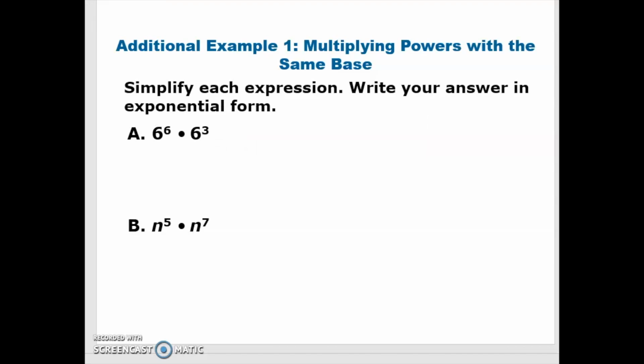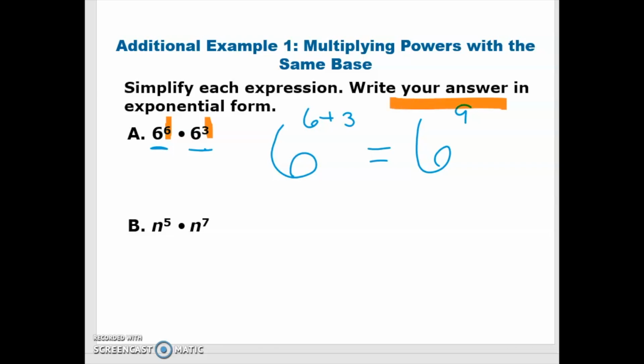So here we have 6 to the 6th and 6 to the 3rd. So the first thing we always want to check, do they have the same base? Yes, they do. So we keep the base the same. And this is for writing in exponential form. Then we look at our exponents. We have to the 6th power and to the 3rd power. So what we're doing is we're adding those exponents together. 6 plus 3, and that gives us 6 to the 9th power. And remember, this is called exponential form, 6 to the 9th power.